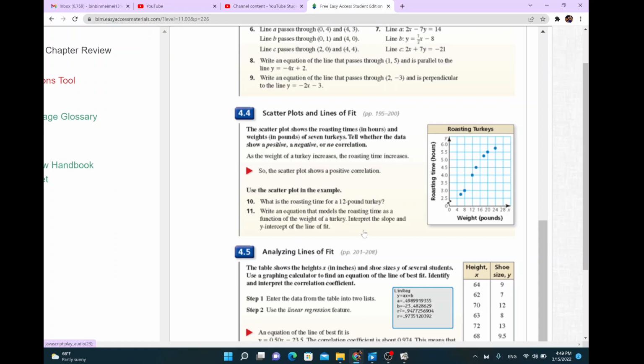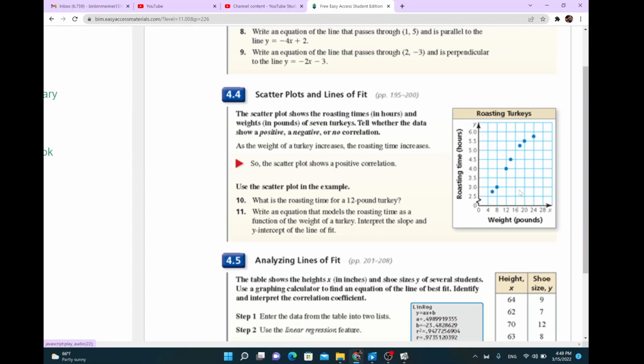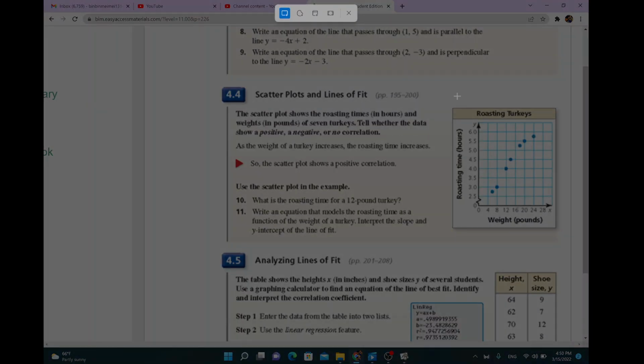So what's the roasting time for 12 pounds of turkey? Okay, so 12 pounds of turkey is right over here. If you just read through the instruction, the dot, the corresponding value for the time, then that'll be 4.0 hours. Okay, so 4.0 hours. And then number 11, that's the one I'm going to show you. Write an equation that models the roasting time as a function of weight of turkey. Interpret the slope and the y-intercept of the line of best fit. Okay, so 11 along with the graph.